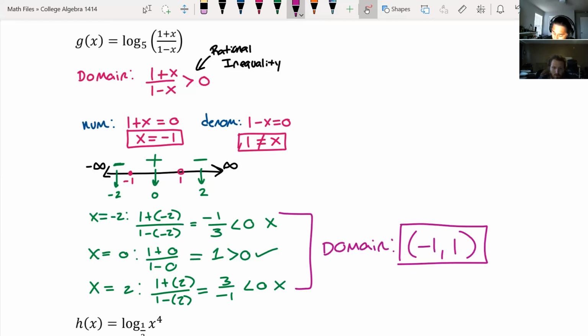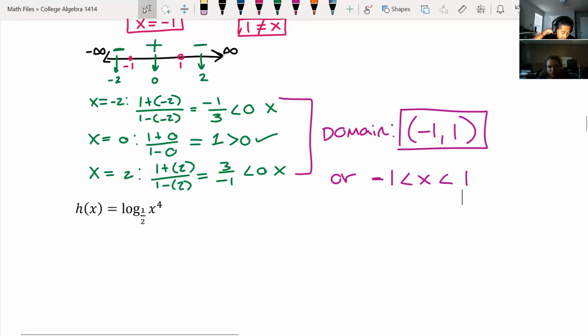Or if we wanted set notation, we would say -1 less than x less than 1. Okay. Hey, that was fun, right? We've done this before, though. That's a rational inequality.